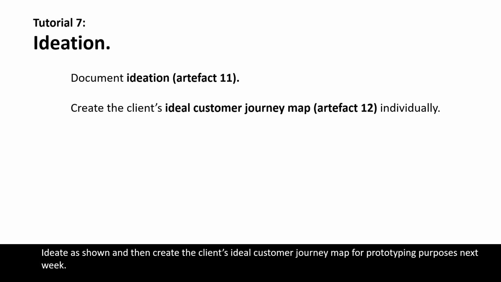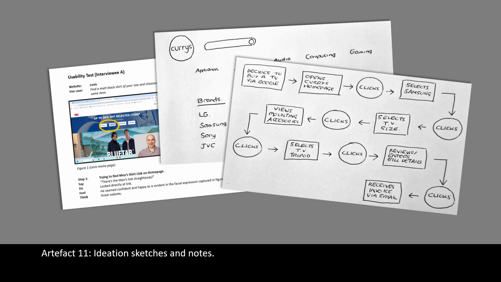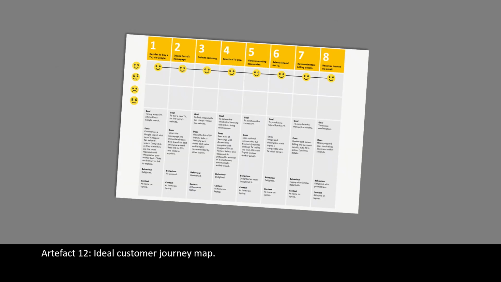Ideate is shown and then create the client's ideal customer journey for prototyping purposes. So Artifact 11 should show your ideation sketches, any notes you might have taken, etc. And Artifact 12 should be the ideal customer journey map. And that concludes the lecture.